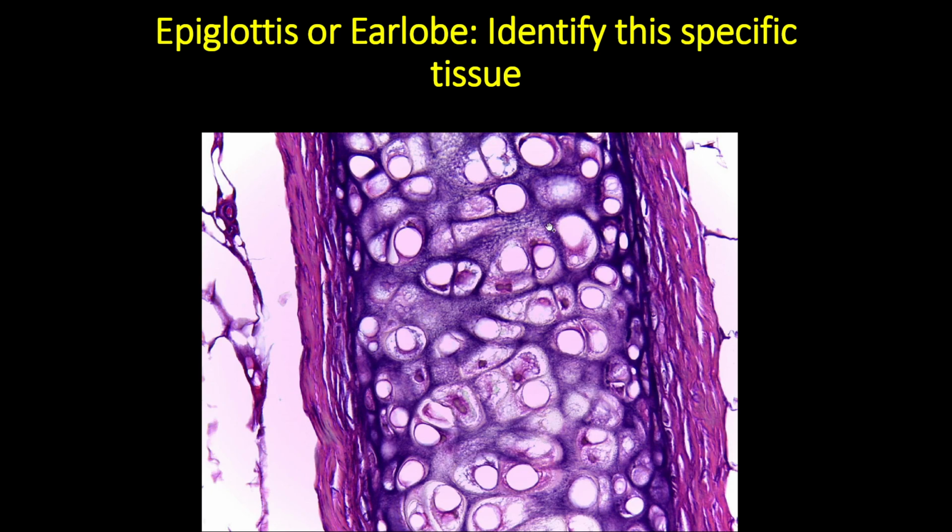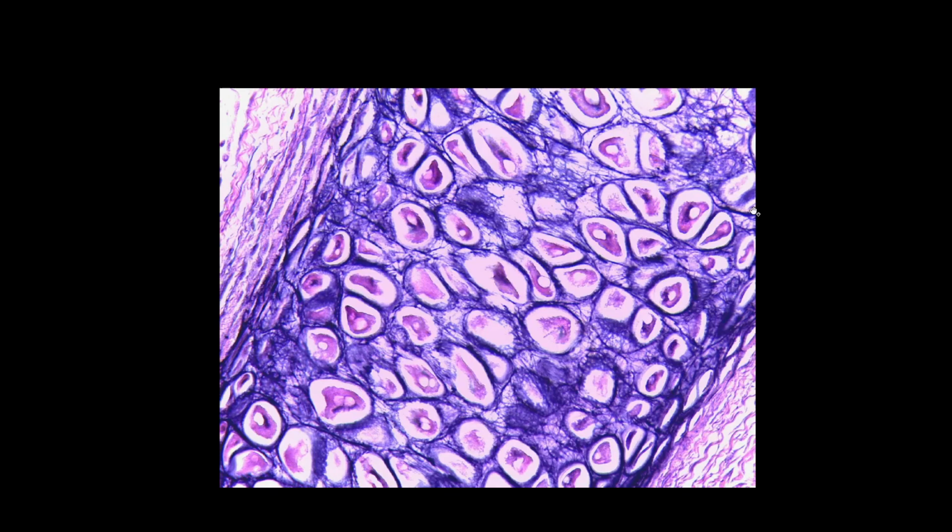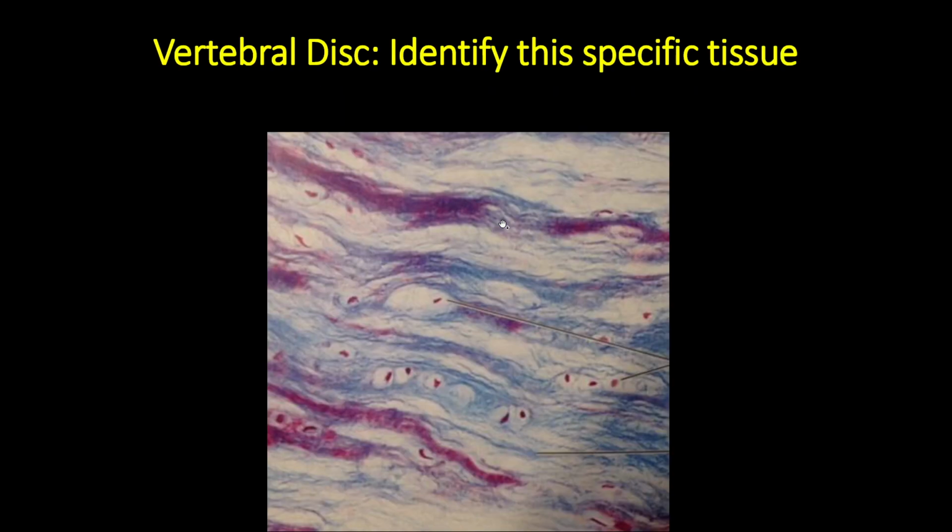Looking here, we no longer have that glassy look, and we have multiple chondrocytes found throughout. And it also gives us the indicator that it's found in the epiglottis and the earlobe. This is going to be our elastic cartilage. Once again, multiple chondrocytes. This is going to be our elastic cartilage.